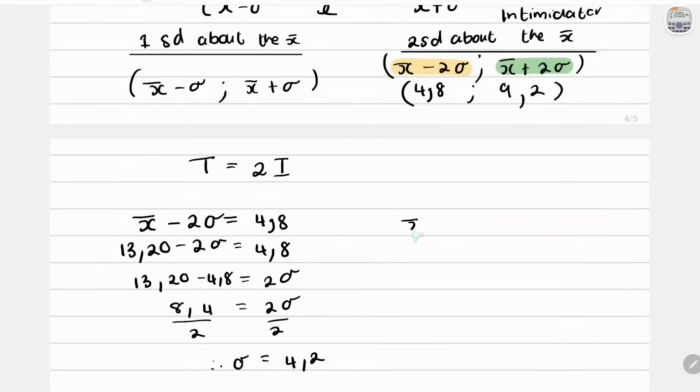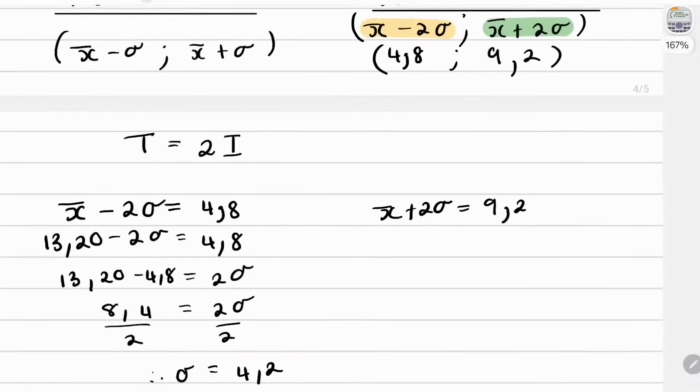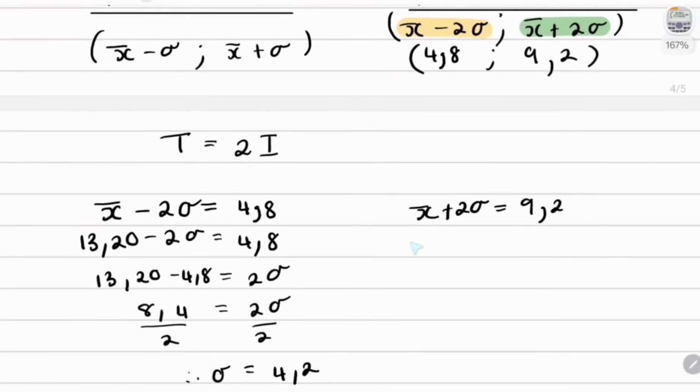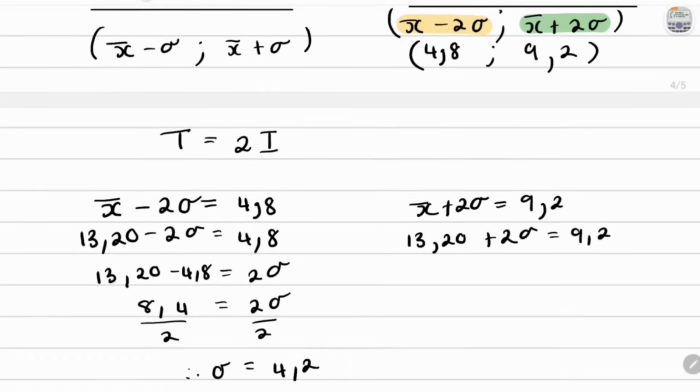So if I say the mean plus two standard deviations is equal to this number, 9.2, I should end up with that same standard deviation value. So let's go ahead and do that. The mean, again, is still 13.20, right? And we're saying plus two standard deviations is equal to 9.2.